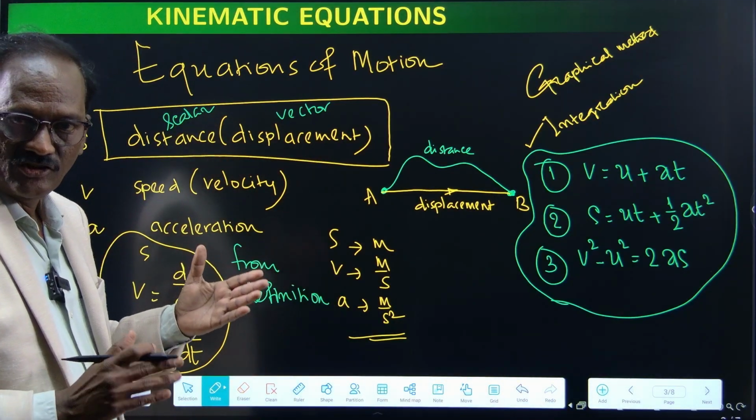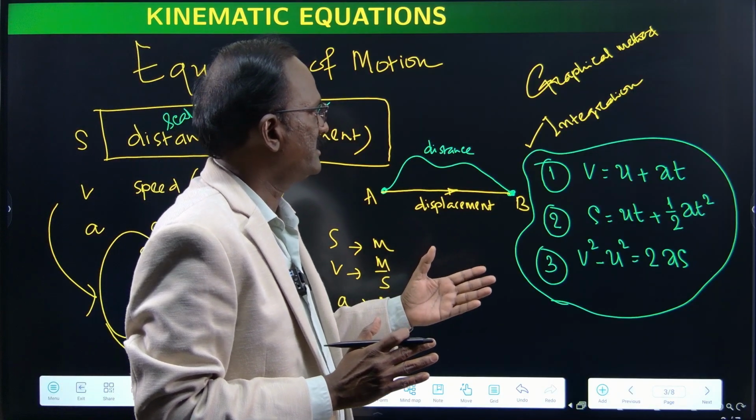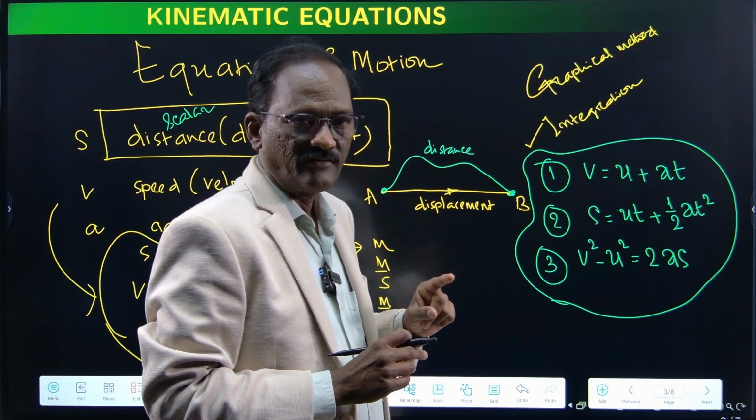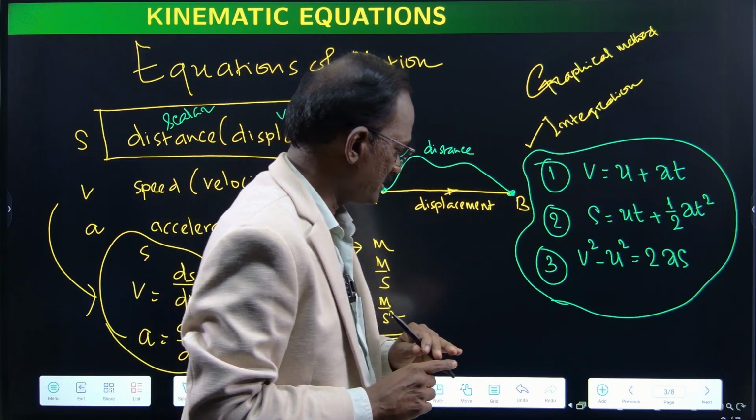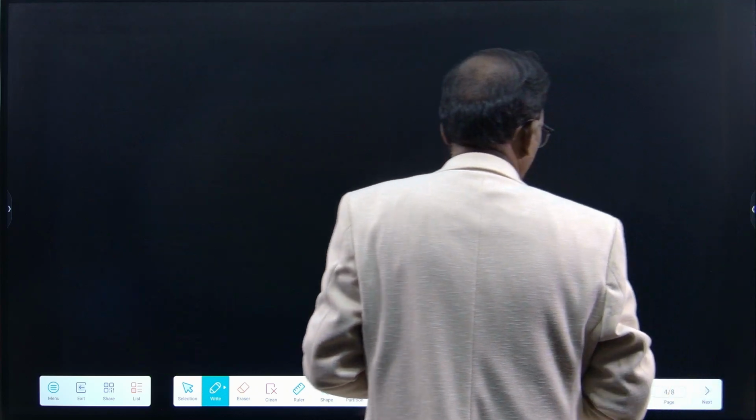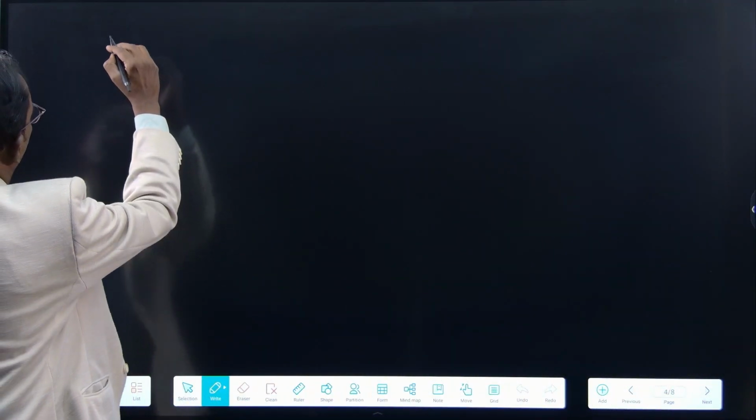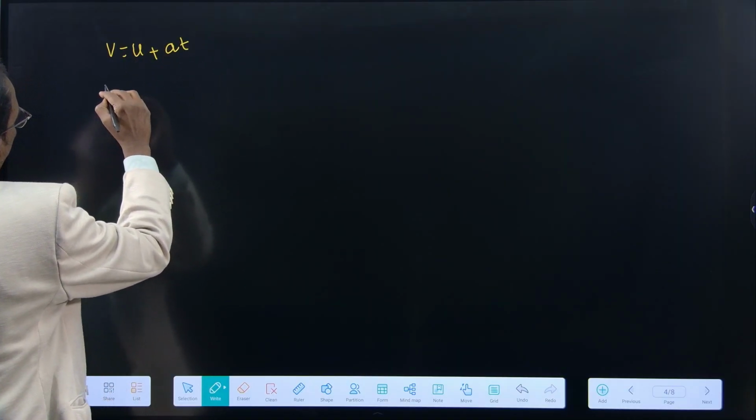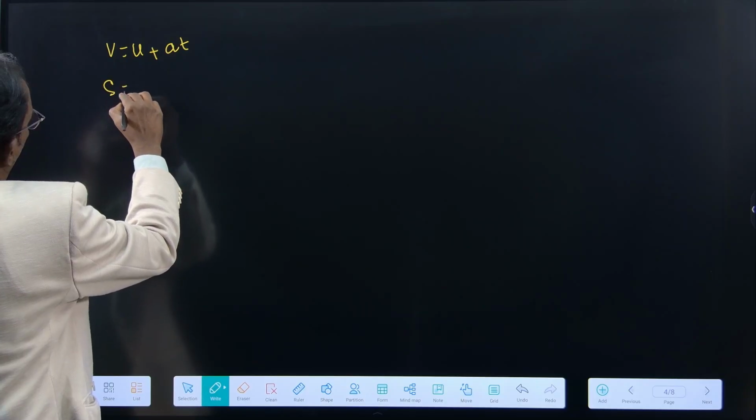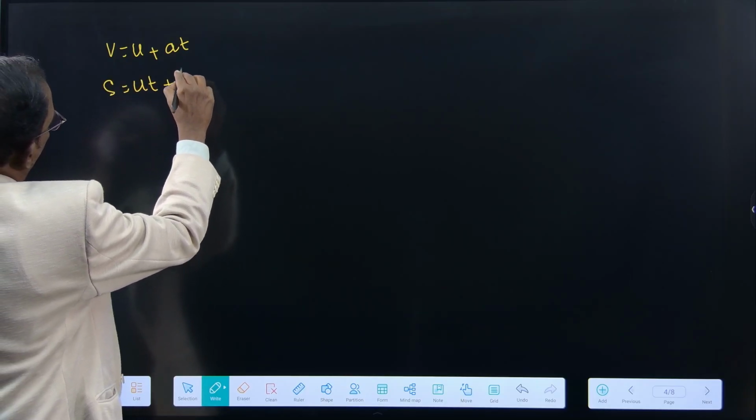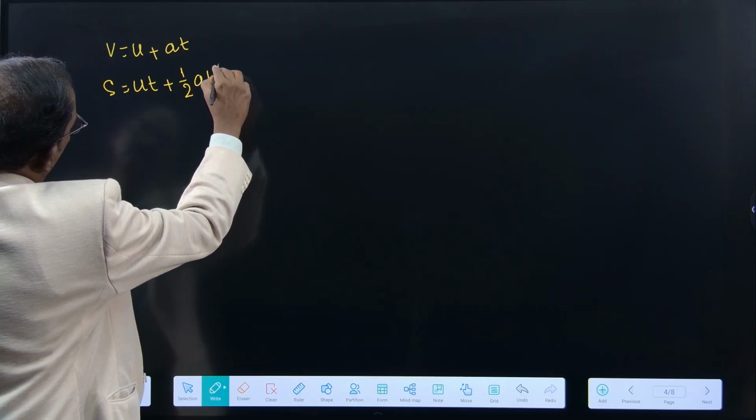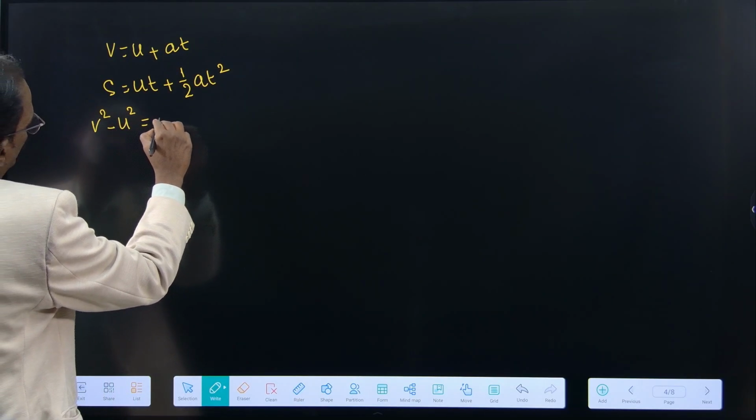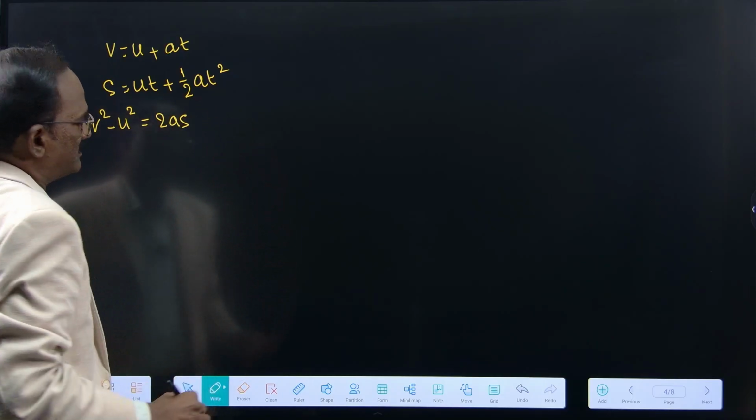So in this video lecture, we are going to see the derivation of these three equations by the integral method. By way of calculus, we are going to derive the equations. The first one is v is equal to u plus at. The second one is s is equal to ut plus half at square. The third one is v square minus u square is equal to 2as.